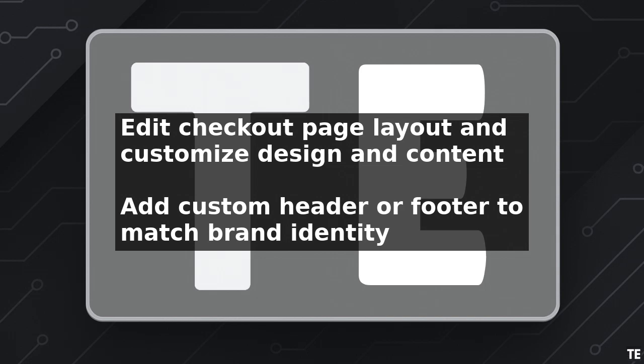You can also add a custom header or footer to your checkout page to match your brand identity. To add a new section to your checkout page, click on the Add Section button and choose from a variety of options such as text, images, or videos. You can also use Wix built-in apps to add features like trust badges or product reviews to your checkout page.